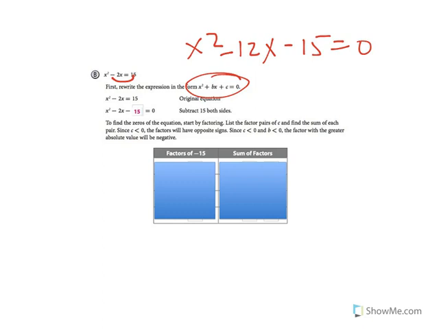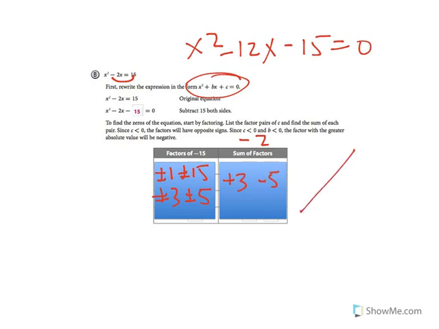Right? So if you look at that, since c is less than 0 and b is also less than 0, the factor with the greater absolute value will be a negative. So the factors of negative 15 are plus or minus 1 and plus or minus 15, plus or minus 3, and plus or minus 5. Right? So we need b to be a negative 2. So the only combination that works is a positive 3 and a negative 5.